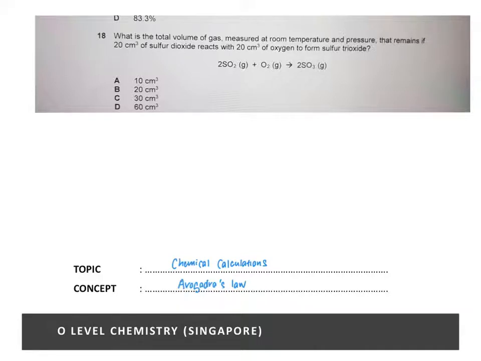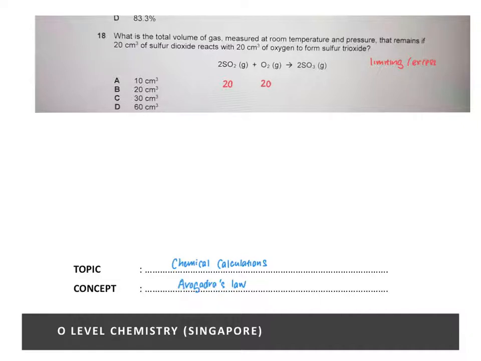And the question tells you that there was 20 cm³ of sulfur dioxide being reacted with 20 cm³ of oxygen. Now for chemical calculation questions where the amount of both reactants are given in the question, it is a clear sign that it is a limiting excess type of question. Alright, so you need to find out which reactant is limiting and which reactant is in excess.